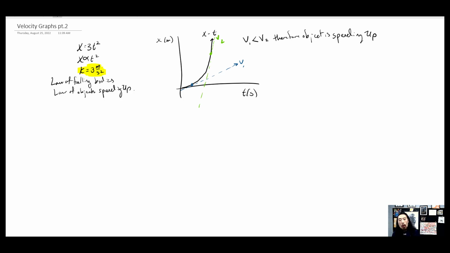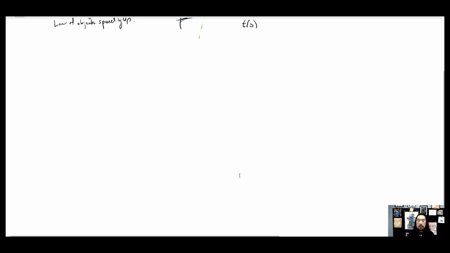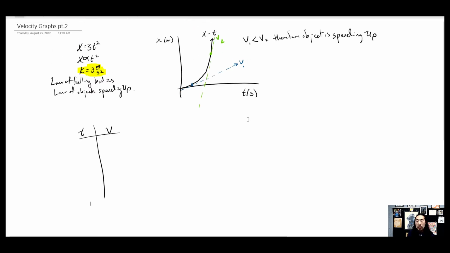Now from there, you see how we did V1 and V2? We could actually do this for all of the data points along that curve. If we were to do that, we would get the following data points: a data point for velocity and a data point for time. We know the tangent line at that instantaneous time, which is our t value here, gives us a tangent line, which gives us the velocity.